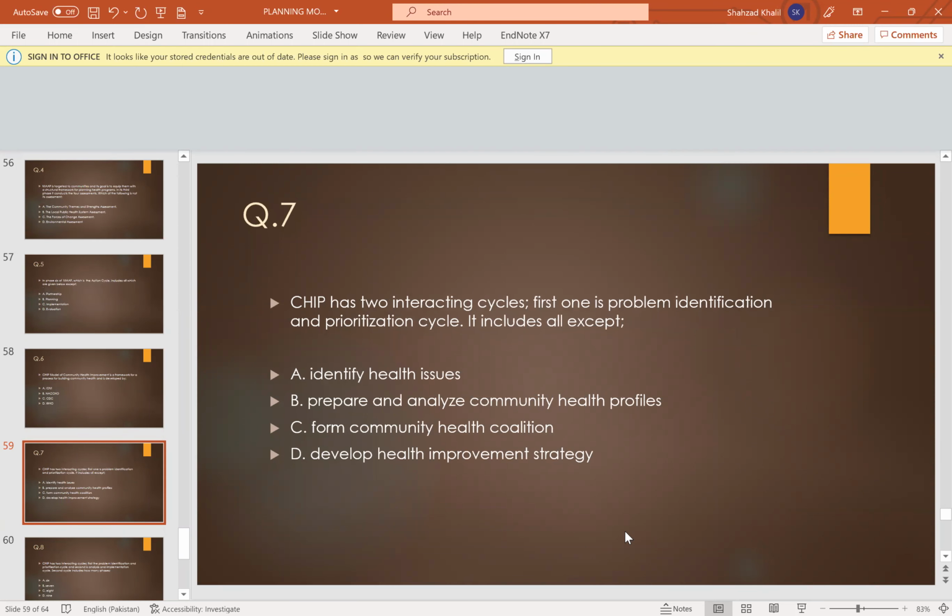CHIP has two interacting cycles. The first one is the problem identification and prioritization cycle. It includes all except: identify health issue, prepare and analyze community health profiles, form community health coalition, develop health improvement strategy. D. Yes, D is the correct answer, because in the first cycle, strategy is not part of it; it is the problem identification phase.